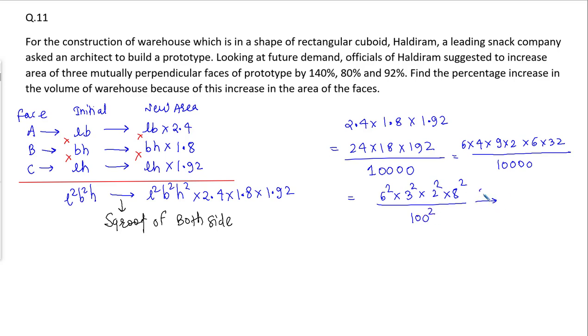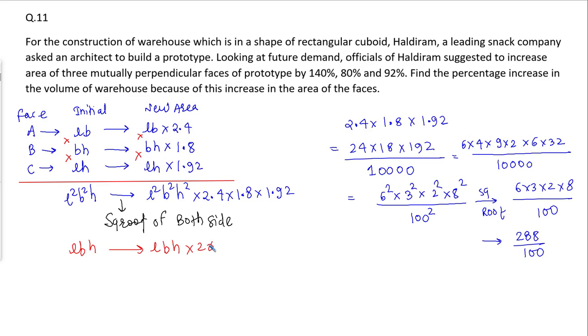So let's get the square root, everyone. The square root is going to be 6 into 3 into 2 into 8 divided by 100. Let's do this multiplication. 8 2s are 16. 16 into 6 is 96. 96 into 3 is 288, divided by 100. So let's take the square root of both sides. If the initial volume is L into B into H, the new volume becomes L into B into H into 288 divided by 100.